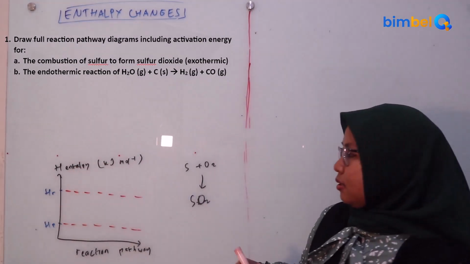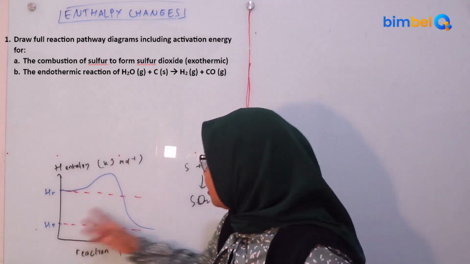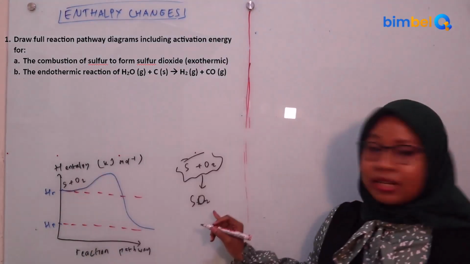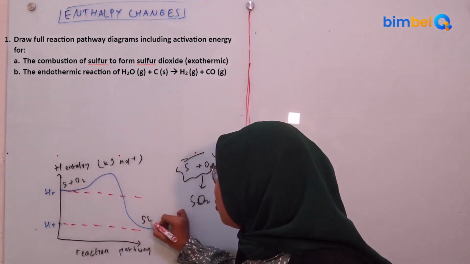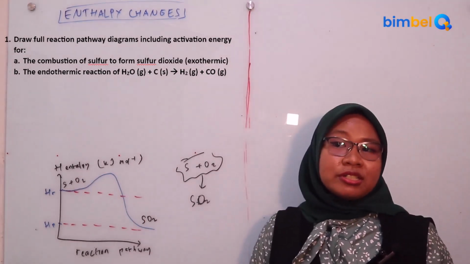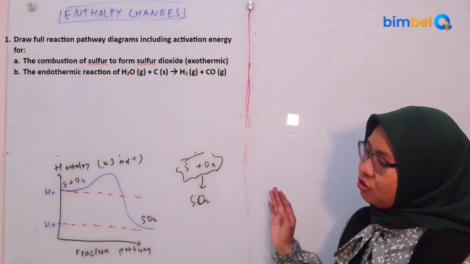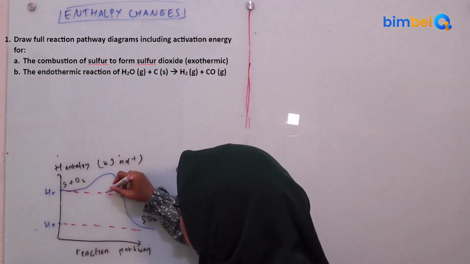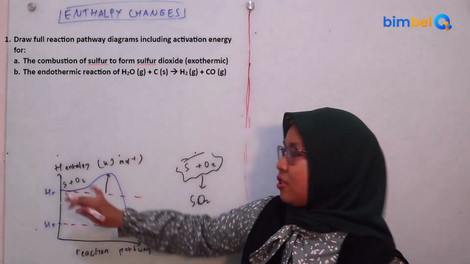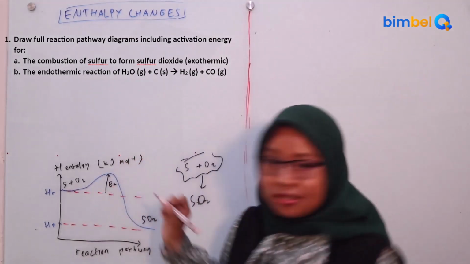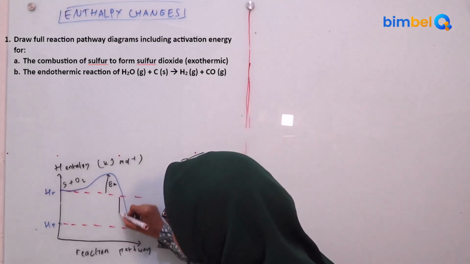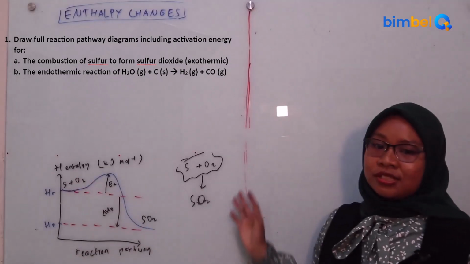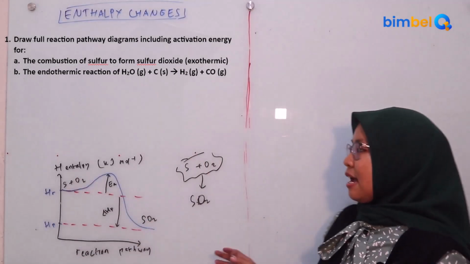Now we make the solid lines for this. After we have the lines, we can add the reactants right here, S plus O2, and we can also add the compound right here, SO2. And remember we have to draw the arrow for the activation energy. The arrow starts from the enthalpy of the reactants, goes up until the top of the diagram, and we can name it EA. Then the other arrow goes down right here. This is for the enthalpy of formation. So this is the diagram, the answer to question number 1, part A.